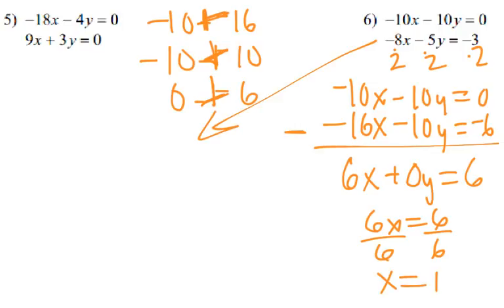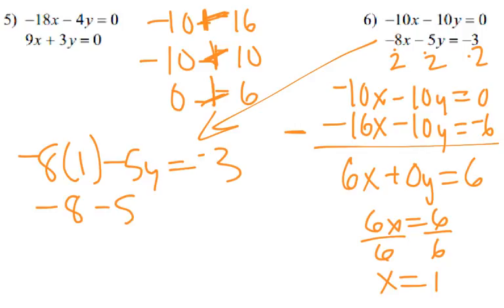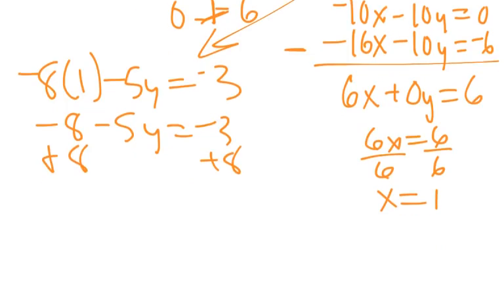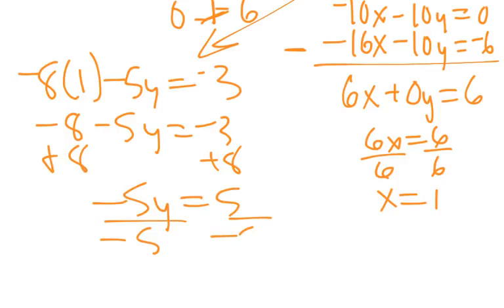Then we pull one of our equations down and substitute 1 in for x. This part we should know how to do. We've had a ton of practice on this. Negative 8 minus 5y equals negative 3. Add 8. We get negative 5y equals positive 5. Divided by negative 5, y equals negative 1. So our answer, 1, negative 1. That's where it intersects.